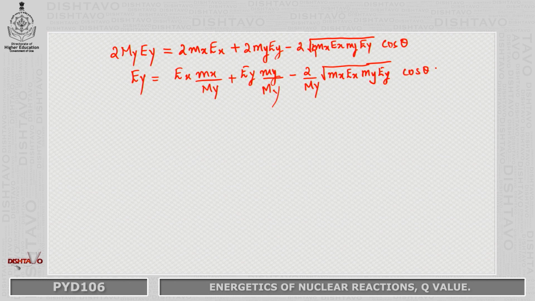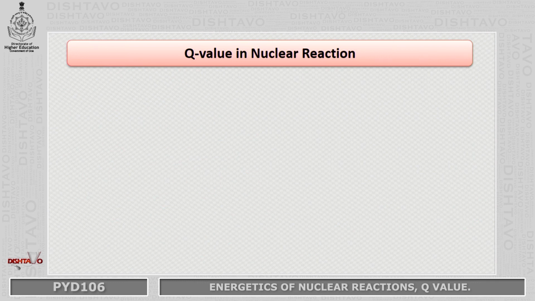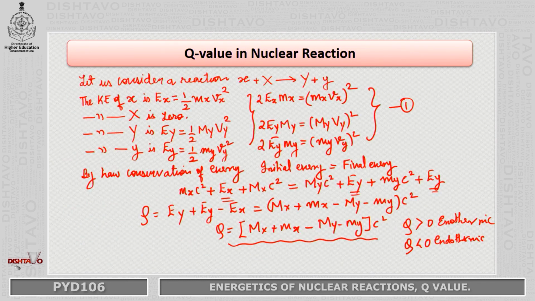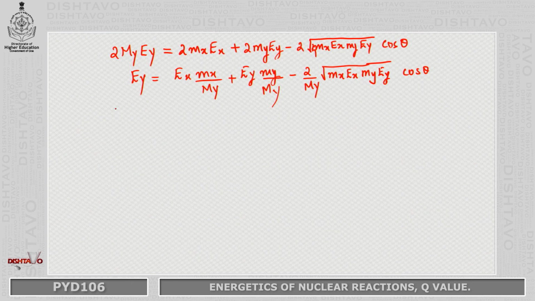Cos of theta. Now here we have said that our Q value is the difference in the kinetic energies, that is E capital Y plus E small y minus Ex. So from this we can write now the Q value as Ey plus E small y minus Ex. So this will be equal to, Ey is this entire equation minus E small y, plus this small Ey minus this E small x.